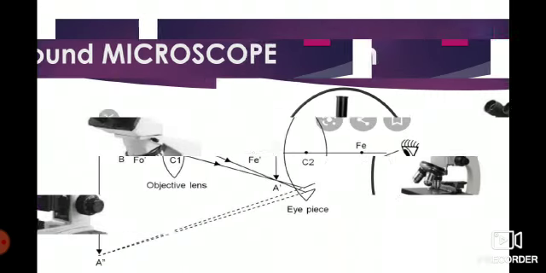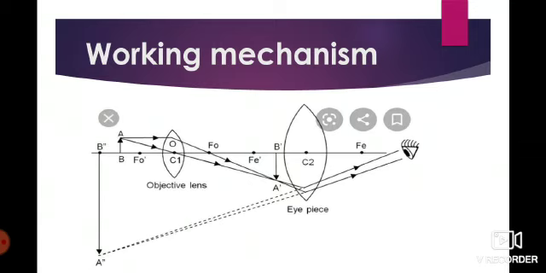And next one, the working mechanism of compound microscope. In this picture, AB represents the object, C1 is the objective lens, and C2 is the eye lens or eyepiece. First, the object AB is placed at a distance slightly greater than the focal length of the objective lens.